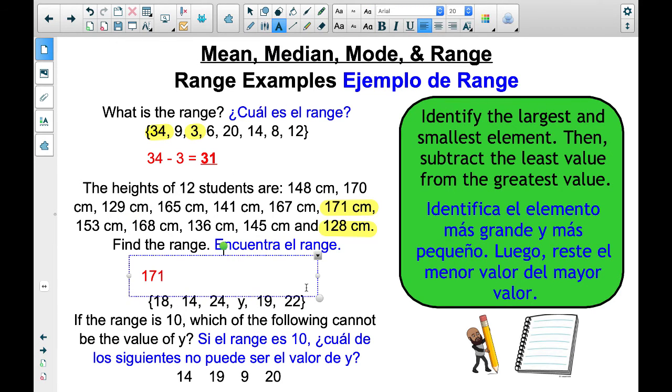Now, I'm going to subtract the greatest minus the smallest in order to find the spread of the data here in terms of range, and that ends up getting a value of 43 centimeters. So the range here is 43 centimeters.